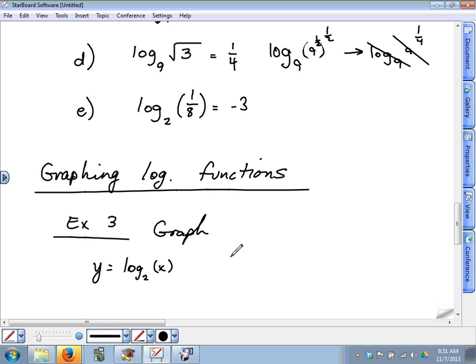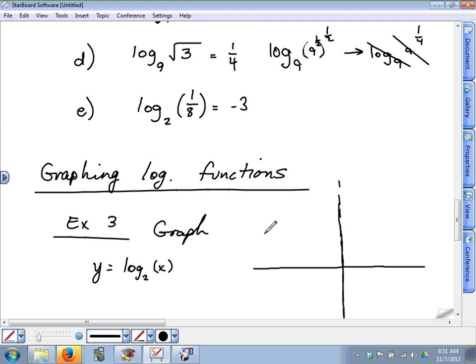Okay? Where was that boundary of domain? The domain could be anything except where? Where did it end? 0. So on this graph, let's start. Draw a blank graph and put a vertical asymptote going through 0, going through the y-axis basically.